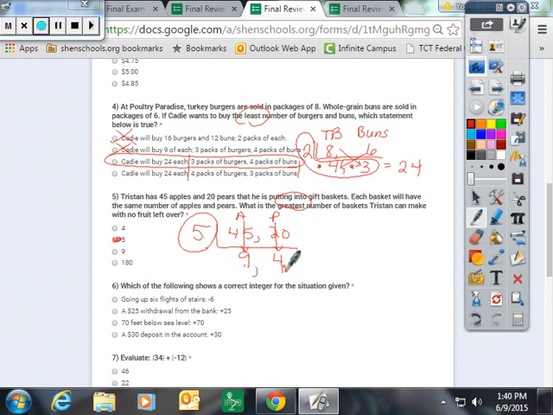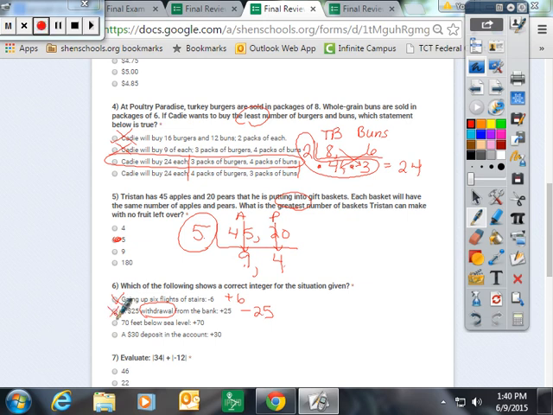Okay, so this one, which of the following shows a correct integer for the situation? Going up 6 flight of stairs, that's plus 6. Okay, that's not negative 6. This is the word that people are really having a tough time. A $25 withdrawal from the bank. That when you withdraw something, you are taking it out. Okay, so that's negative 25.